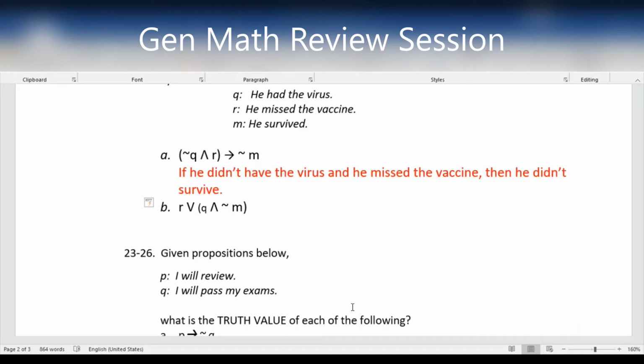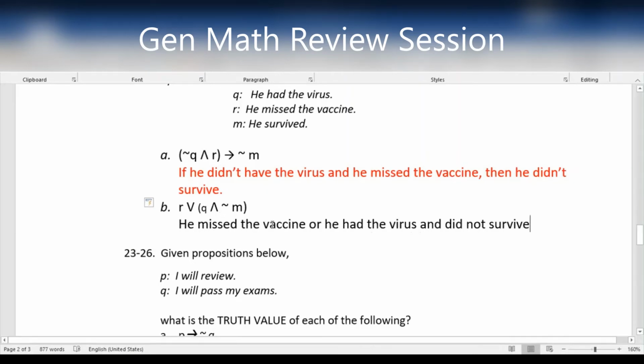Sige, so the correct answer is, please read your answer. Sorry, not Neil Con. Juliana, please read your answer. He missed the vaccine or he had the virus and did not survive. He missed the vaccine or he had the virus and did not survive. Does it make sense ba?